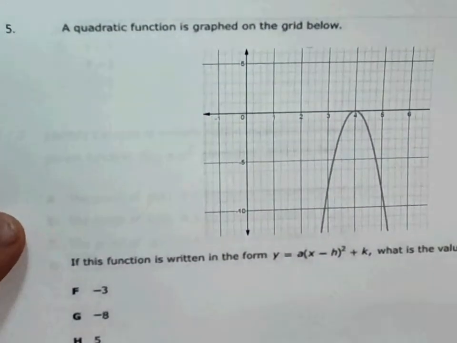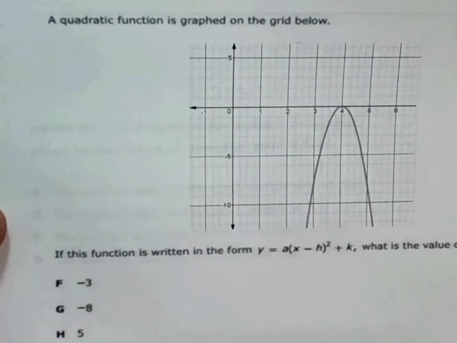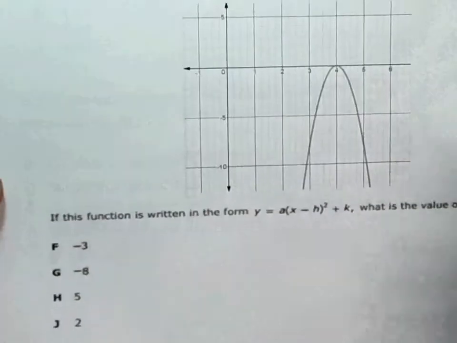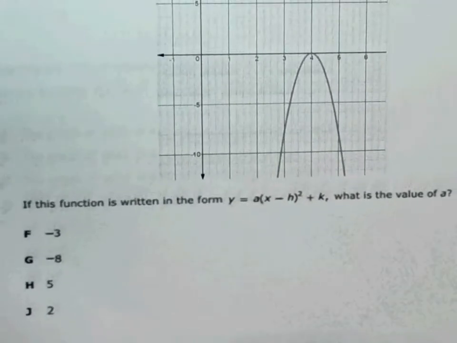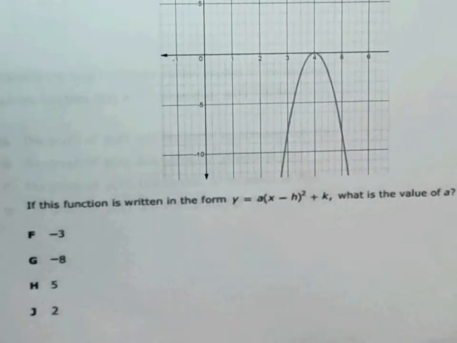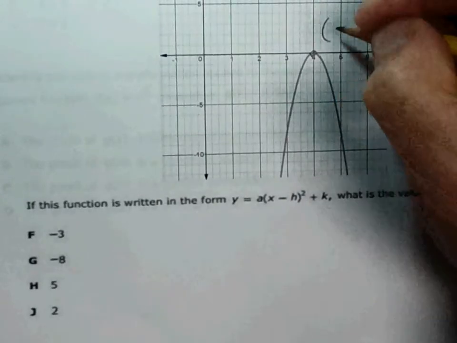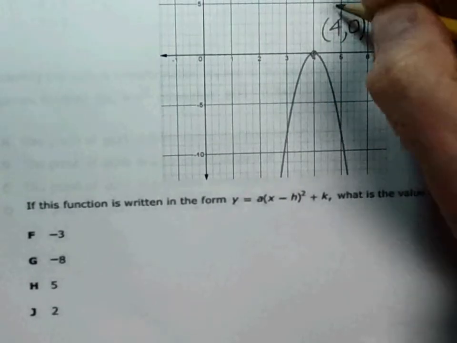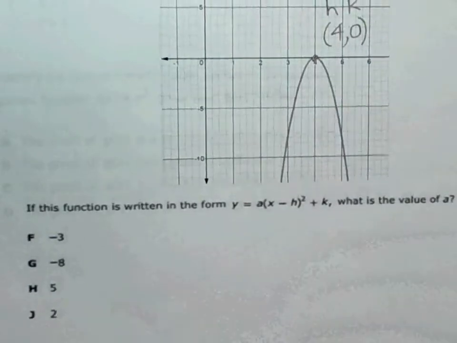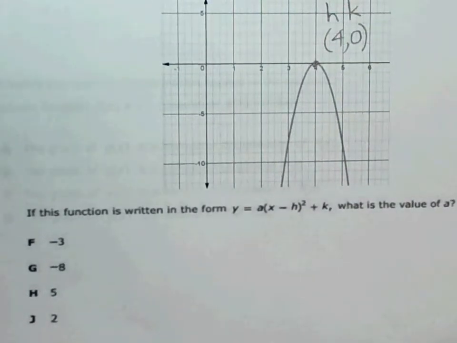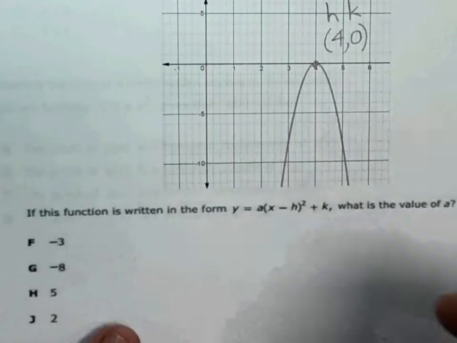A quadratic function is graphed on the grid below. What is the value of a? Well, this is what we've been practicing. We got to go steal the vertex. The vertex is (4, 0), and that's my h and k. And I need to pick another point from the grid.